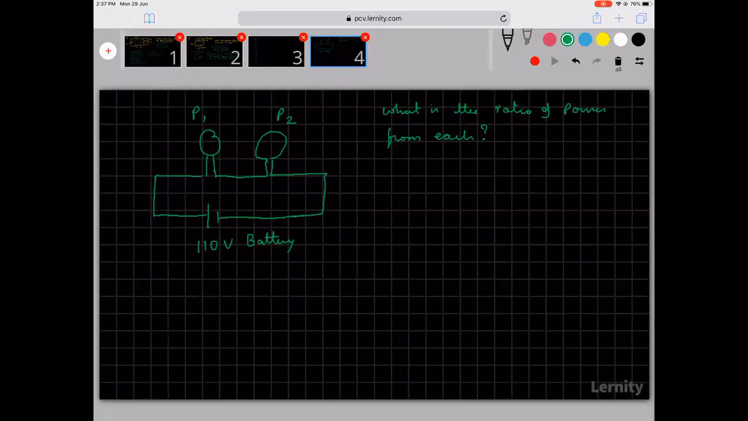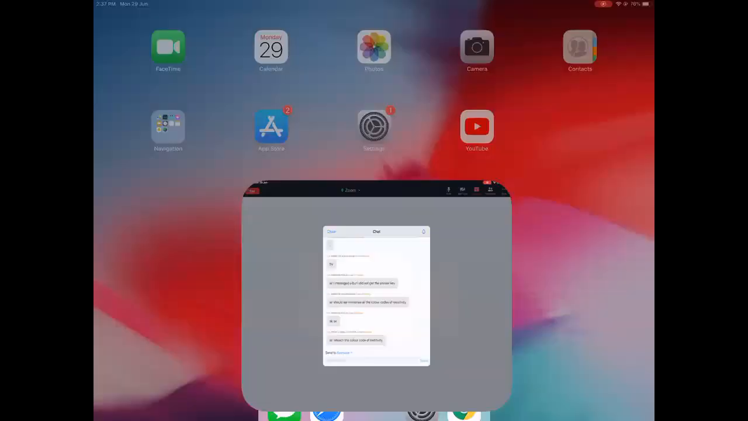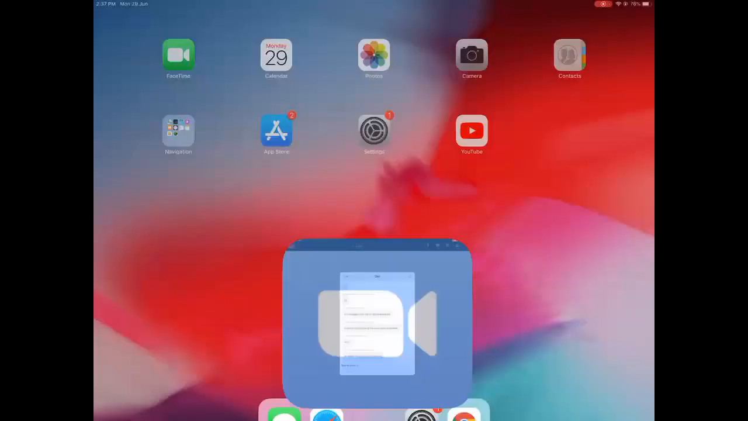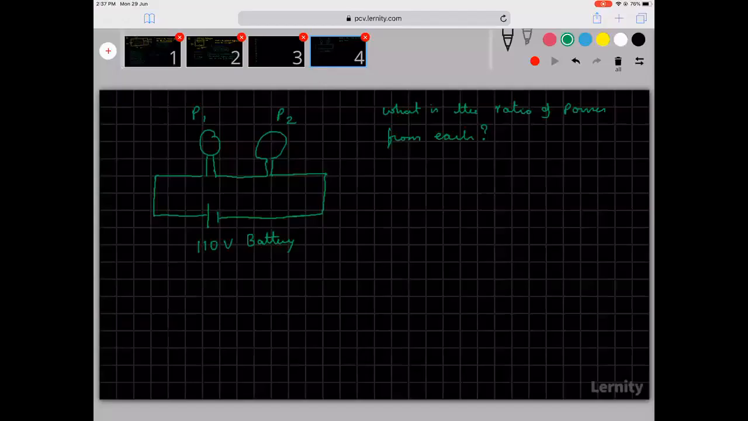Okay, so the way I will work it out, let me just check if there are any solutions. Color code, yeah, I'll teach you next class. You don't have to memorize the color codes. There are some mnemonics available for that. If you can just remember those mnemonics, you will be able to get it.